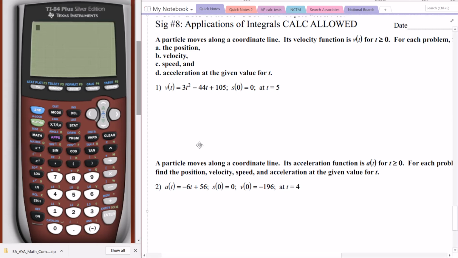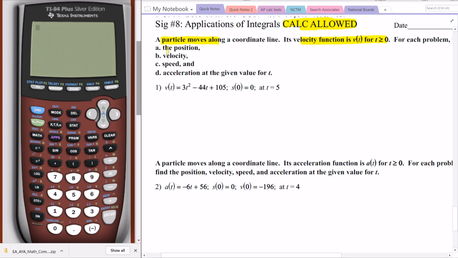Okay, so here we are, segment number 8. This one, notice that the calculator is allowed. So we're going to be able to do some things on the calculator. We don't want to do everything on there, but we can do some things. The first problem here, we're talking about a particle, and we're given its velocity for t values greater than 0.